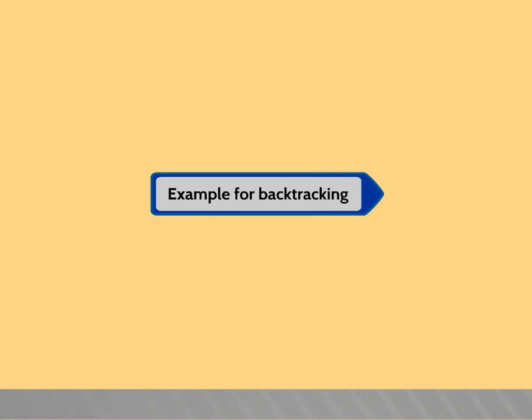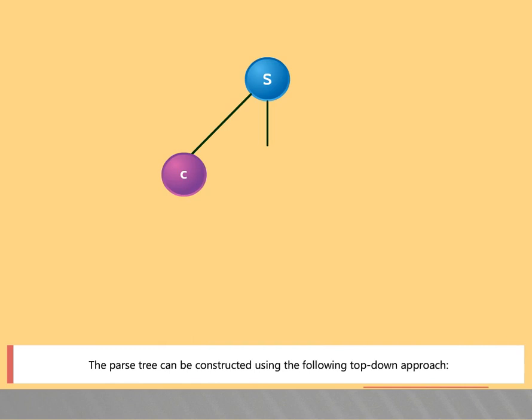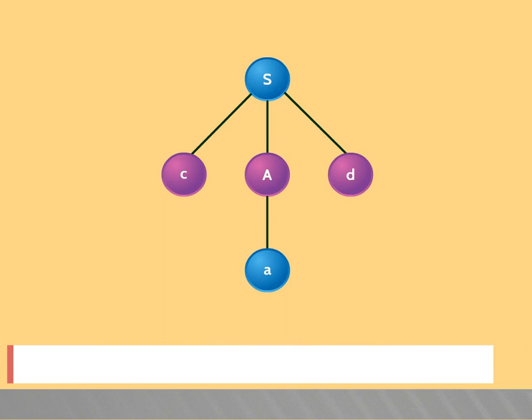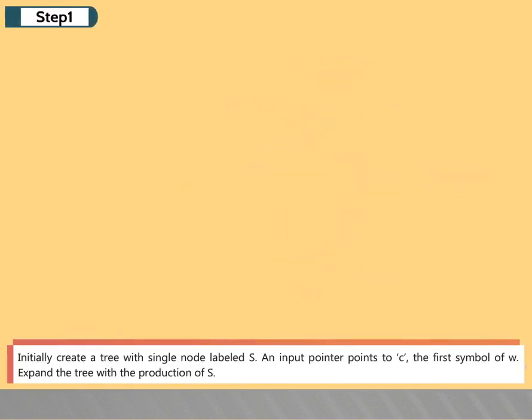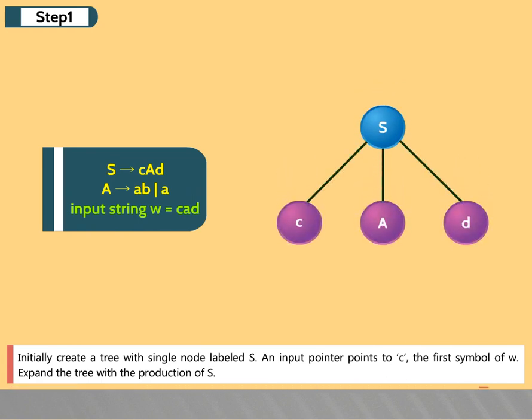Example for backtracking. Consider the grammar G. S provides cAd. A provides ab, a. And the input string w is equal to cad. The parse tree can be constructed using the following top-down approach. Step 1. Initially create a tree with single node labeled S. An input pointer points to c, the first symbol of w. Expand the tree with the production of S.